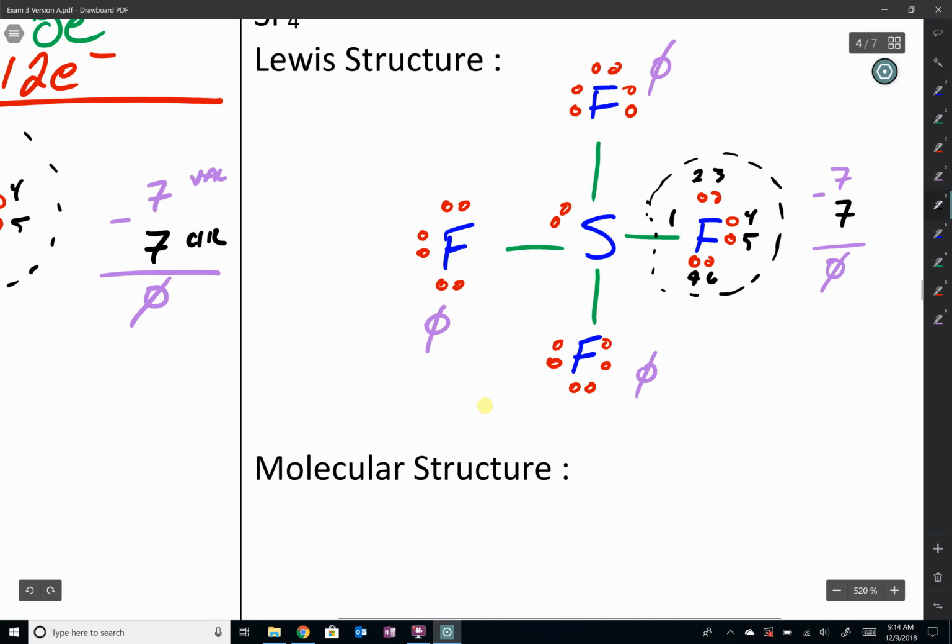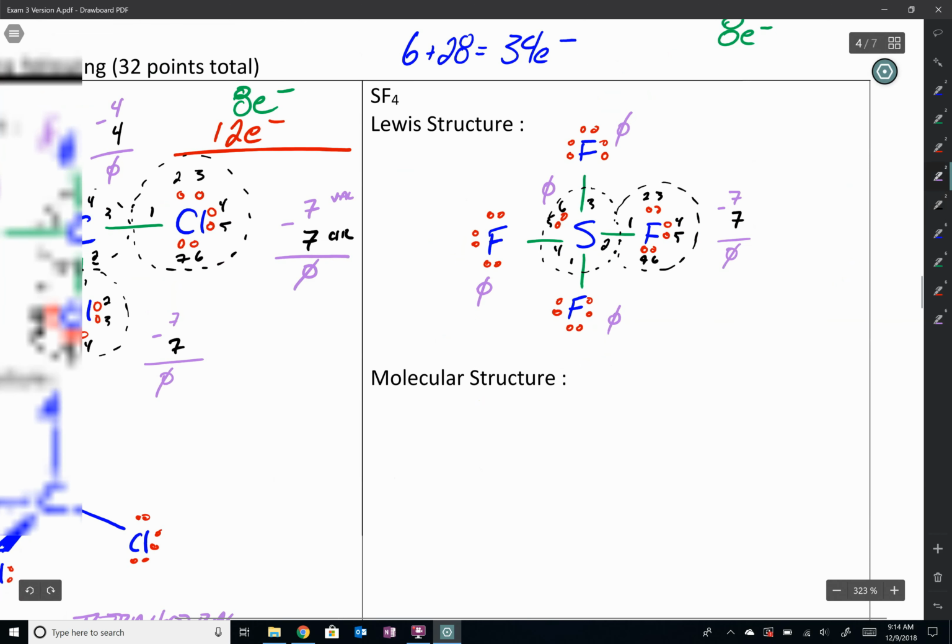Let's check out our sulfur. 1, 2, 3, 4, 5, 6. 6 in our circle. Comes in with 6 valence electrons. So formal charge of 0 for our sulfur also. Fantastic, right? So everything's 0. Pretty good sign that we've got the correct Lewis structure, okay?